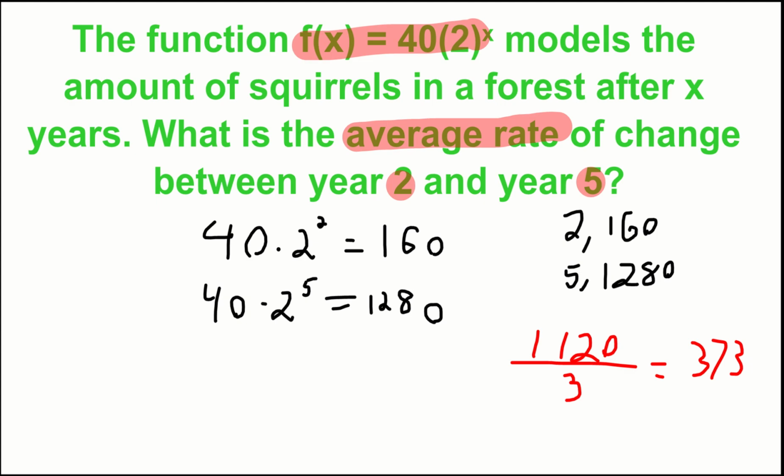Any questions on that? Average rate of change is just finding the slope. You need two ordered pairs to do that. So if it gives you a function, plug in the x values. Whatever you get's the y value.